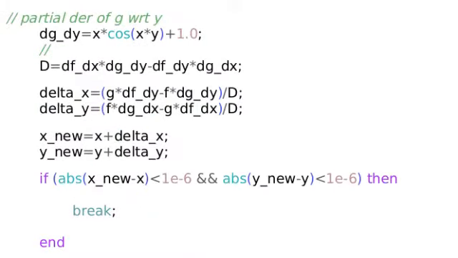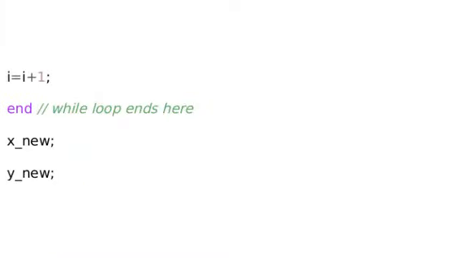This is the second part of the while loop. Here you see the capital D value, the delta x value, the delta y value, and the x new value you are getting. Then you compare the new values and the old values to see if the difference is less than the tolerance value, and if it is, you will break the loop. This way you will display the new values of x and y on the Scilab screen.